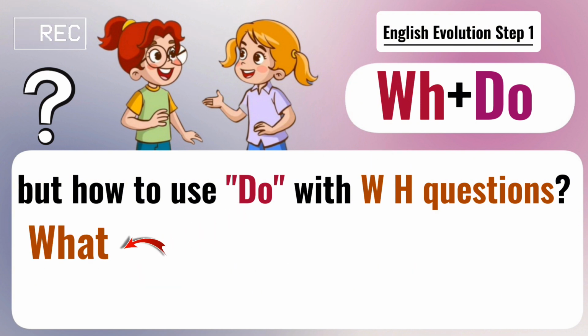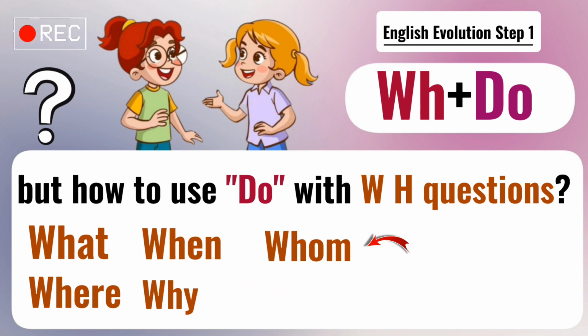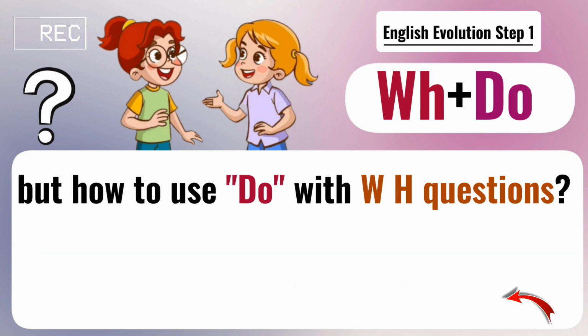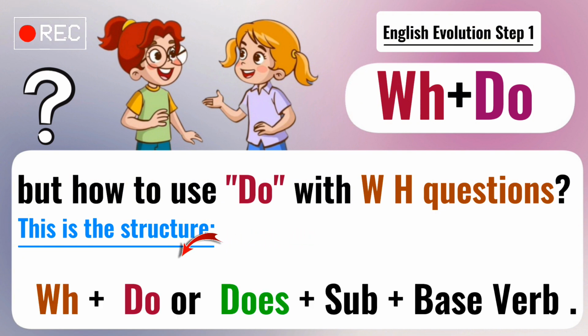What? Where? When? Why? Whom? Who? Which? And how? Good. This is the structure. WH question word plus do or does plus subject plus base verb.